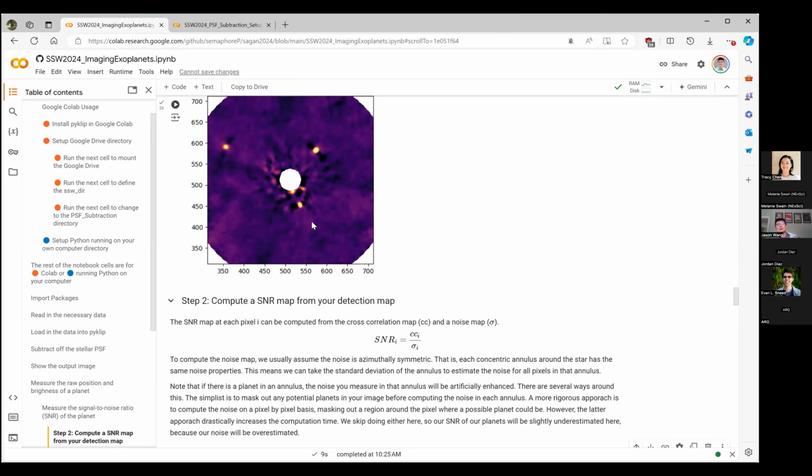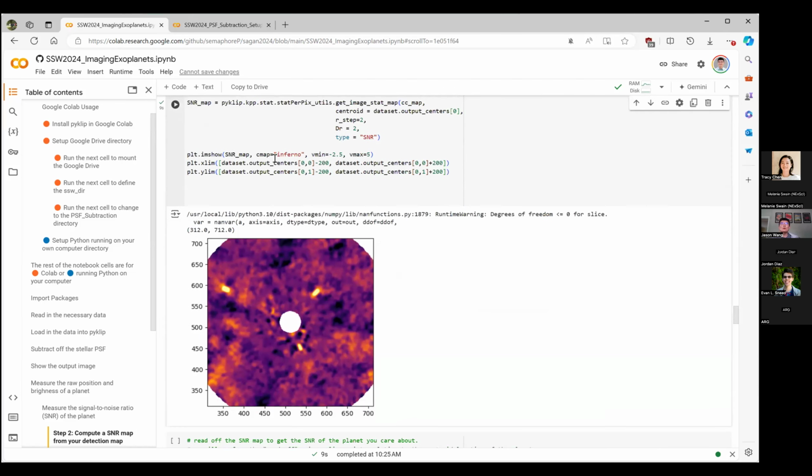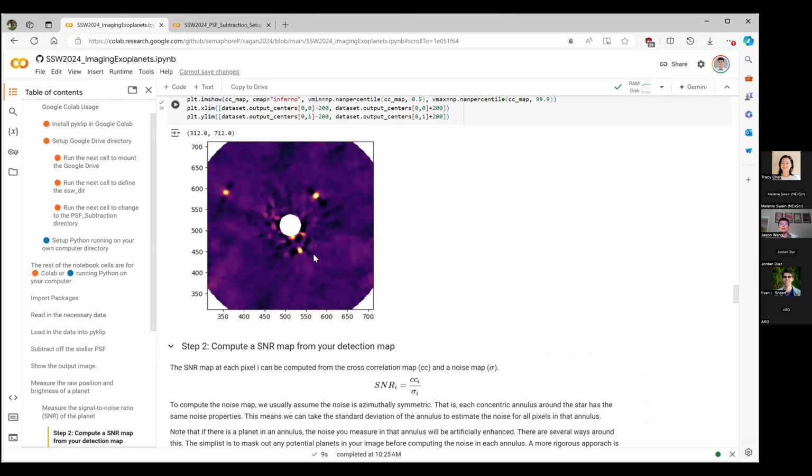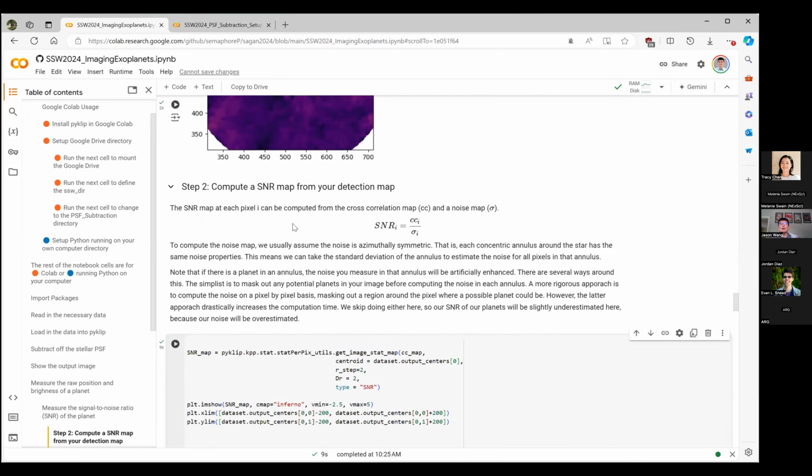In particular, we're assuming that the noise only changes radially as a function of the star. So as we get further and further from the star, the noise gets lower and lower. But we are assuming that the noise at this angle versus at this position angle is the same. So we're assuming that noise is azimuthally symmetric. And when we do that, we can create a signal to noise map. So again, this is this image divided by the noise map.